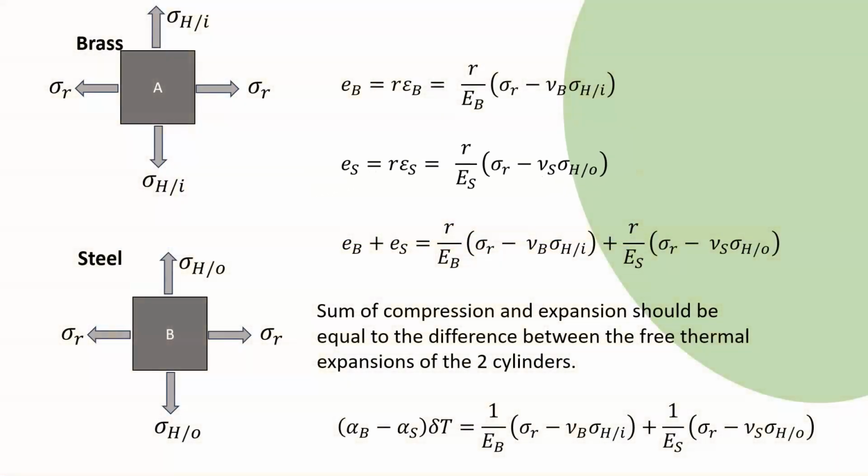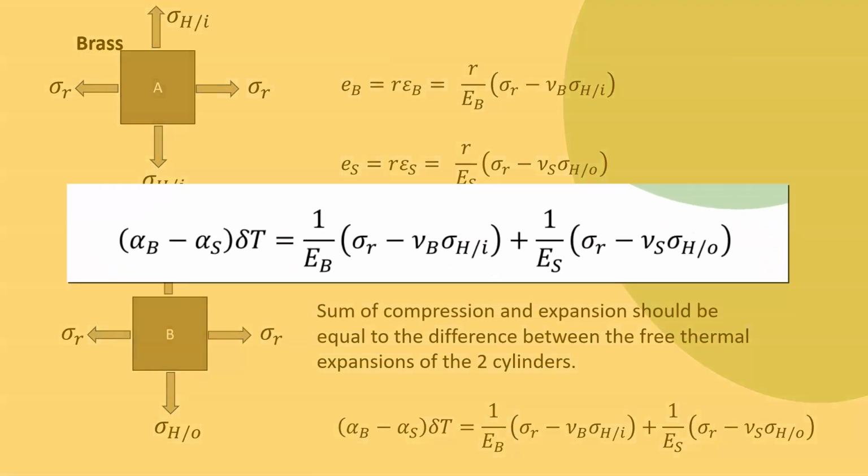As we pointed out before, the sum of these deformations should be equal to the difference between the free thermal expansions. By doing this we obtain a relationship between the interface pressure and the hoop stresses at the common radius, as given here.